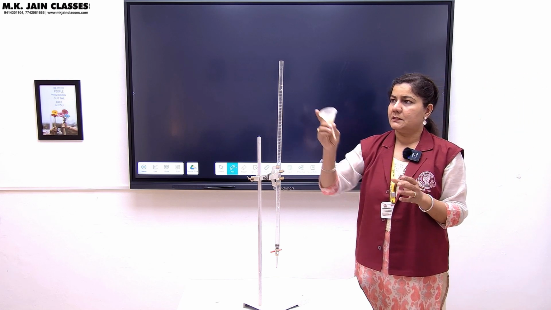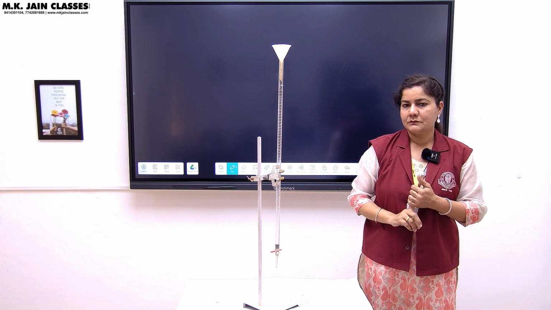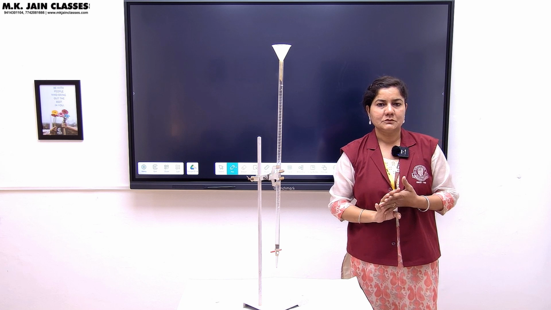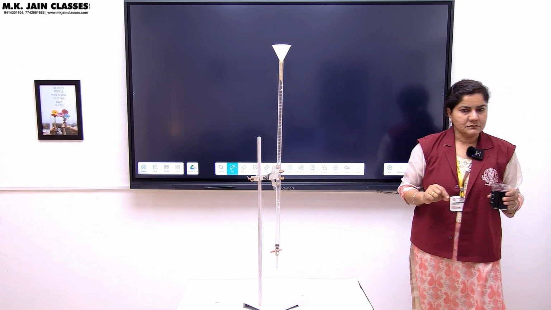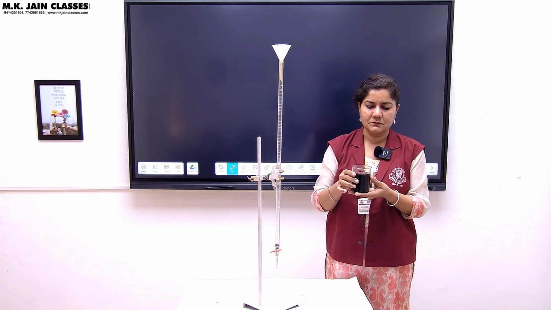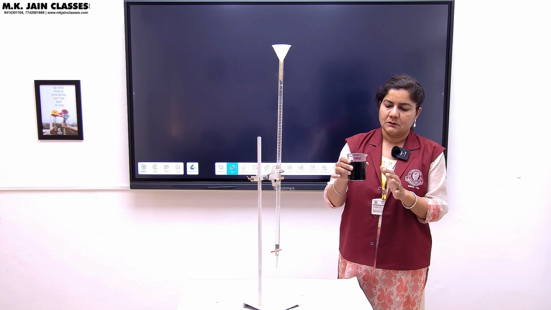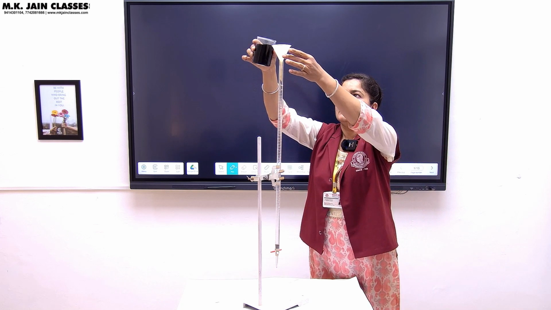The funnel is placed over this burette, so we fill the KMnO4 solution. I already prepared this KMnO4 solution. This is the unknown concentration KMnO4 solution, potassium permanganate. So we fill this potassium permanganate in the burette very slowly.